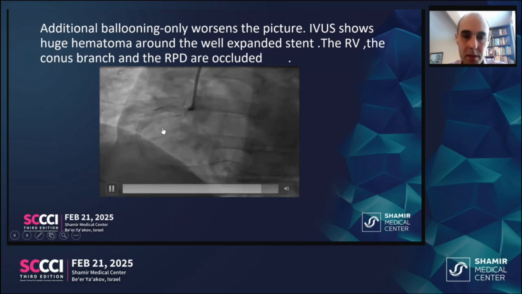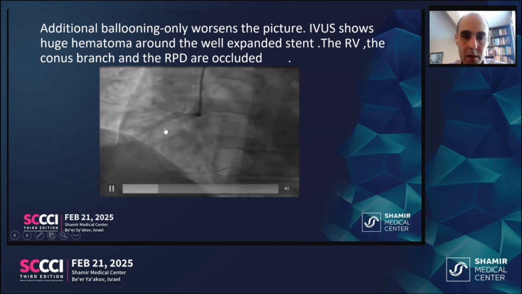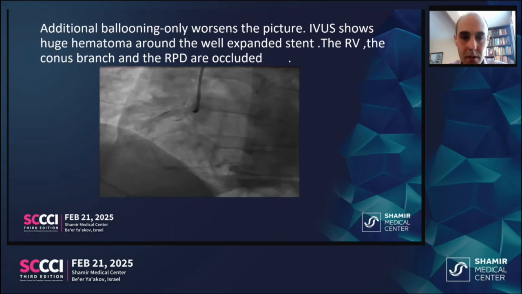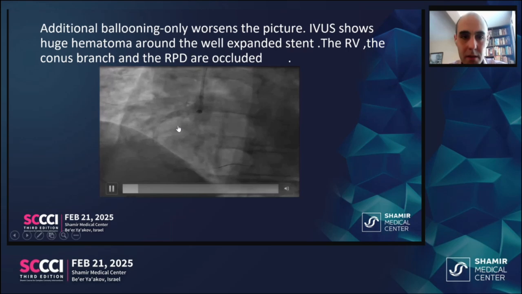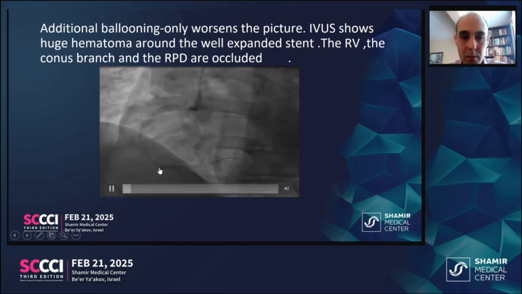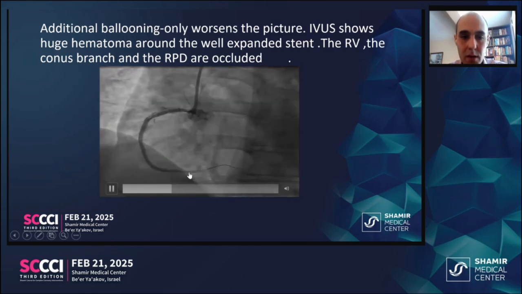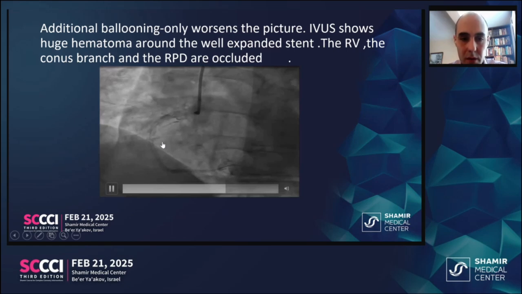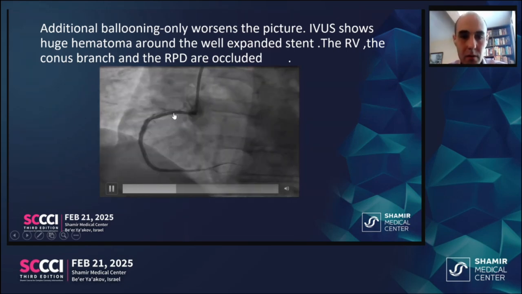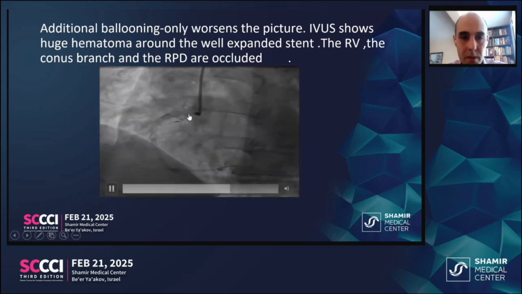Then we decided to use IVUS. The IVUS showed a huge hematoma around the vessel with a well-expanded stent. But we lost the PDA. This is a huge artery. This is a right dominance artery. We had a big PDA over there, which is lost now. We lost the right ventricular branch that we used for anchor, and we almost completely lost the conus branch.